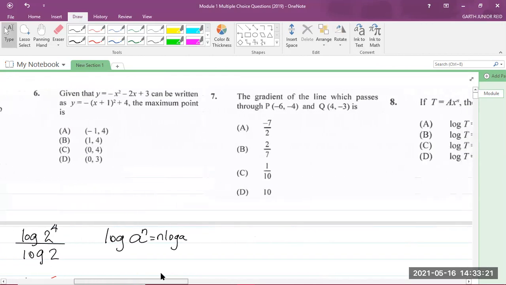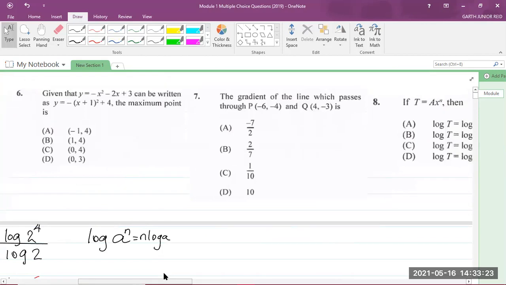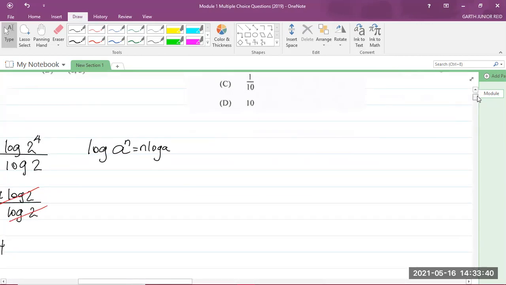Number 6 says, given that y is equal to negative x squared minus 2x plus 3 can be written as y is equal to the negative of x plus 1 all squared plus 4, the maximum point is what? Okay, let me just remind you of something.